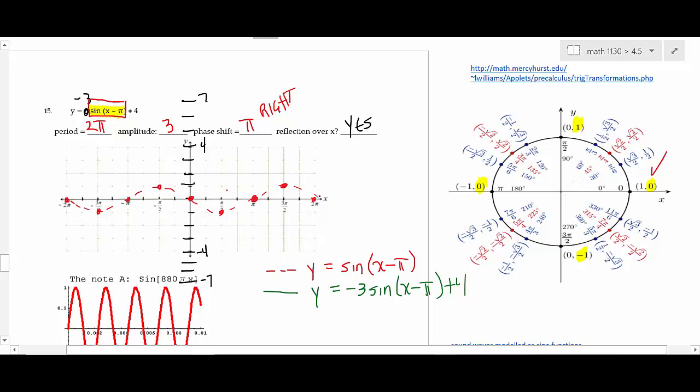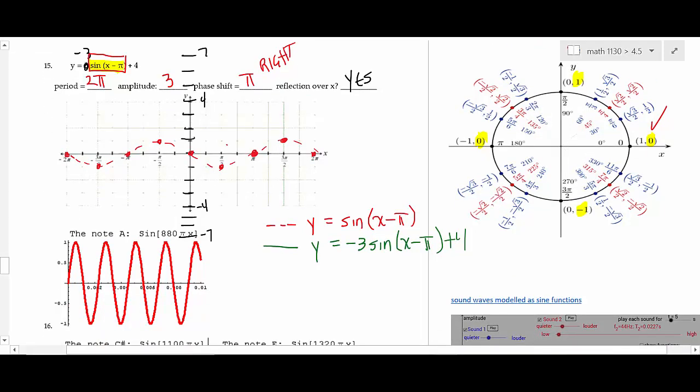So this is like 1, 2, 3, 4, 5. Okay, that's your key points. All right, so what's happened is the sine wave has phase shifted over to the right pi. All right, is everybody with me there? Okay. Now, watch how I do the next thing, because you can do this in your head.